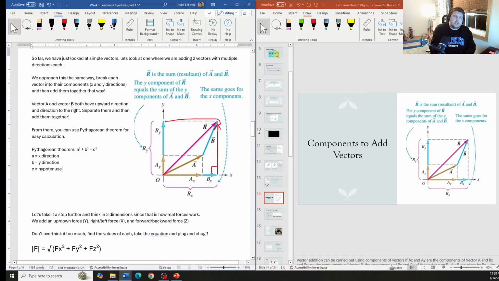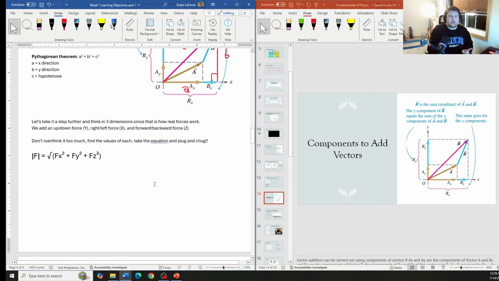And again, we need to just plug and chug into an equation. You can use Pythagorean's theorem. The Pythagorean theorem is a squared plus b squared equals c squared. So a being the x direction, b being the y direction, c being the hypotenuse, the diagonal direction. So again, we whip out our calculators, we plug in the a value, plug in the b value, square each, add them, square root the whole thing, and we come out with the answer of what our force is going to be.